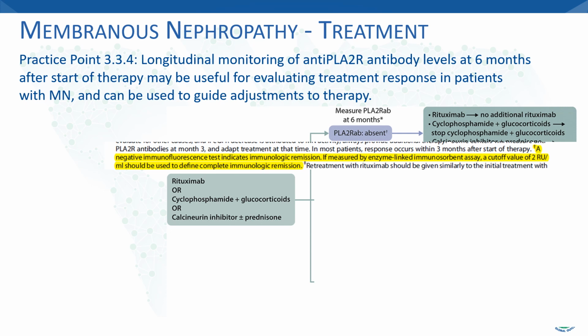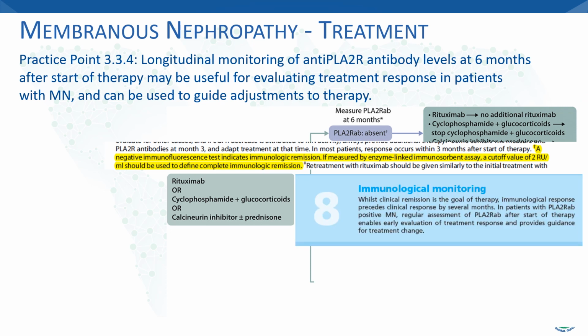An important point: if you are using ELISA for the detection of antiphospholipase A2 receptor antibody in the blood, the cutoff value to say that the antibody is negative is 2. This is the cut value, because between 2 and 14 it is considered equivocal. And by the way, sometimes the serological remission precedes clinical remission by several months. So you'll find that the antiphospholipase A2 receptor antibodies may disappear before the nephrotic syndrome disappears.